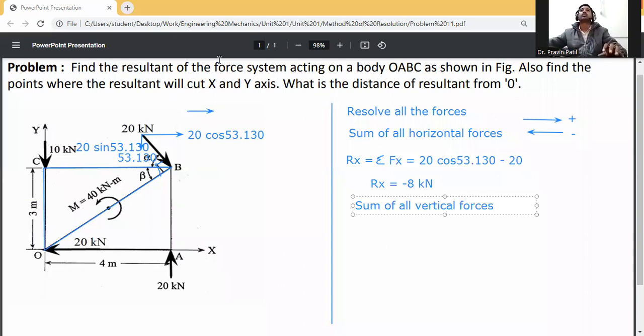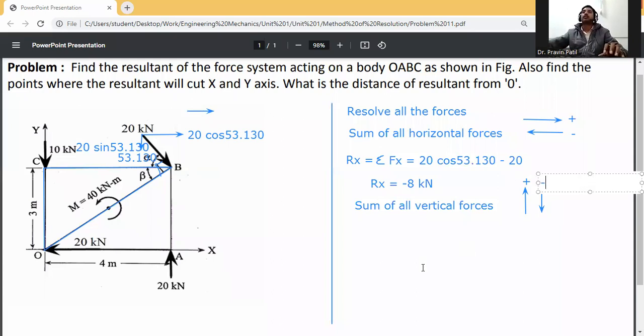So for that assumption, when the direction of force is upward, it will be taken positive. When the direction of force is downward, it will be taken negative.